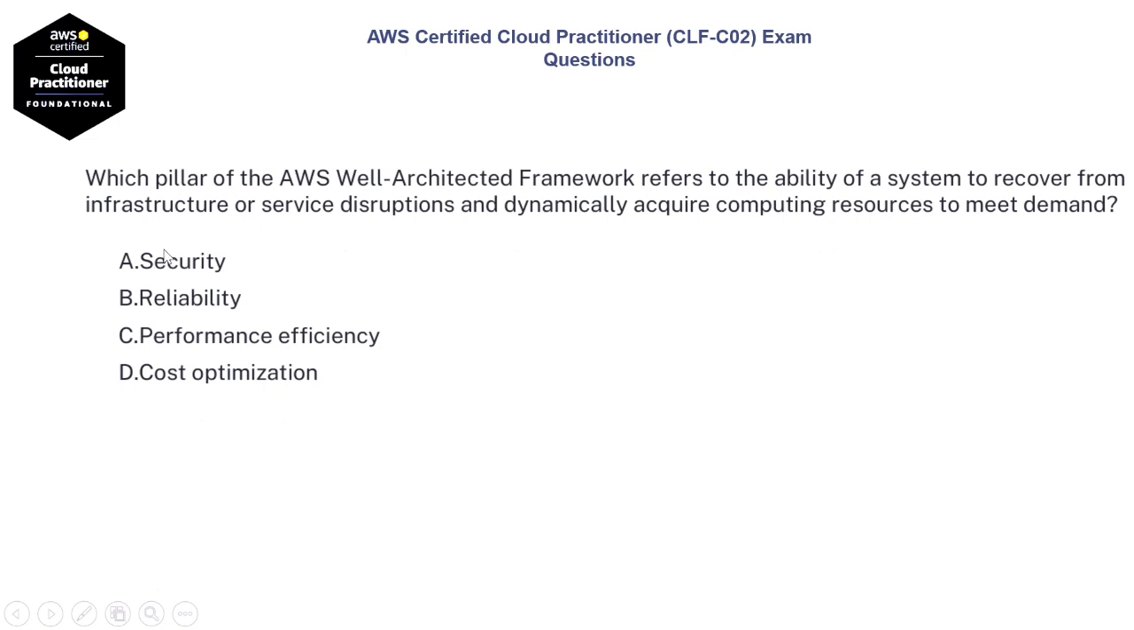Next question. Which pillar of the AWS Well-Architected Framework refers to the ability of a system to recover from infrastructure or service disruptions and dynamically acquire computing resources to meet demand? Option A, security. Option B, reliability. Option C, performance efficiency. Option D, cost optimization. The right answer is option B, reliability.